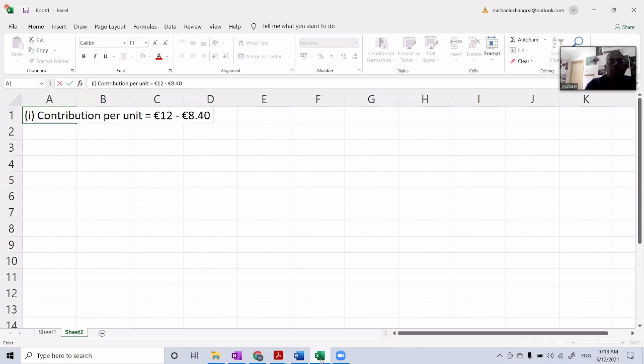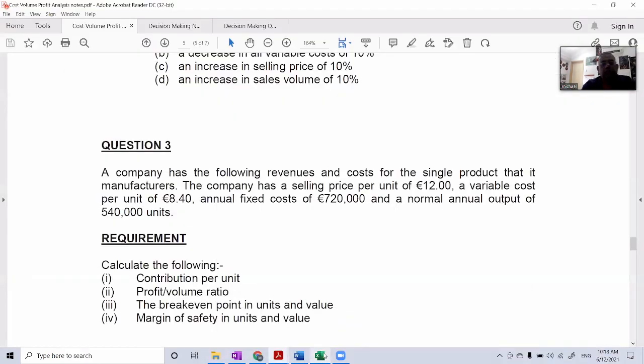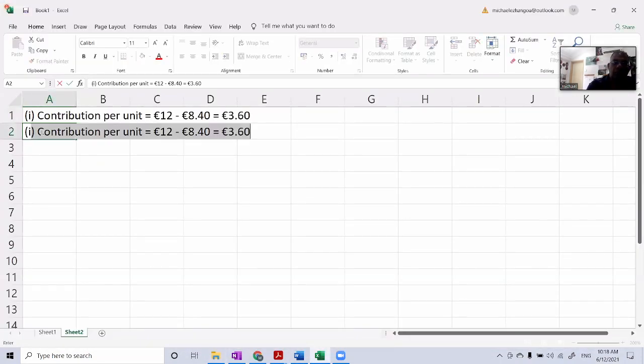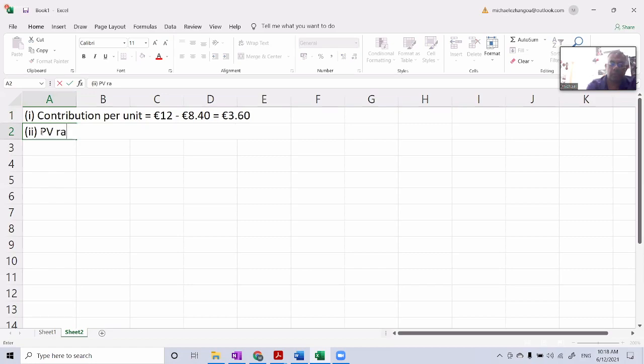It'll be 360, right? 360. So we're supposed to work out, yes, contribution per unit. Number 2, profit volume ratio. PV ratio will be 360 divided by 12. So 2436, so 30%.